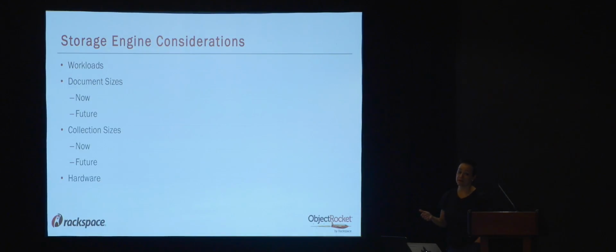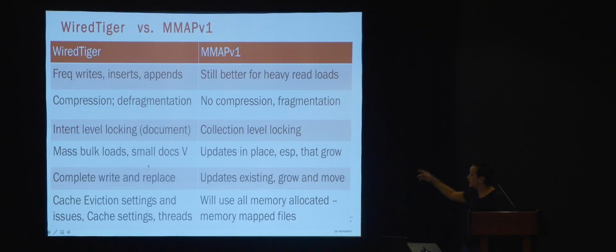You want to use MMAPv1 for that. Continue to use MMAPv1 for that. WiredTiger is great when you have a lot of writes, a lot of new writes. So MMAPv1, and then MongoRocks, MongoDB. I didn't really talk about that one in this particular one. So collection sizes, again, think now, here, in the future. Think about your hardware. And then here's just a quick, dirty WiredTiger versus MMAPv1 comparison here.